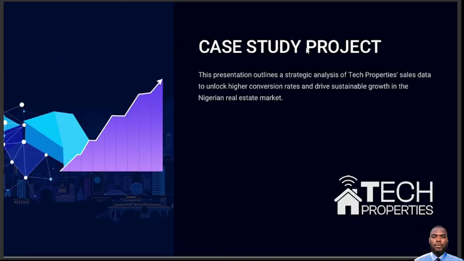Now, the data from this project is partly real data that was modified to change some private information so it doesn't expose people's private information. So this is modified data, real data that was modified. Now this case study is on a company called Tech Properties. We are going to do an analysis on this company to understand the conversion rate.